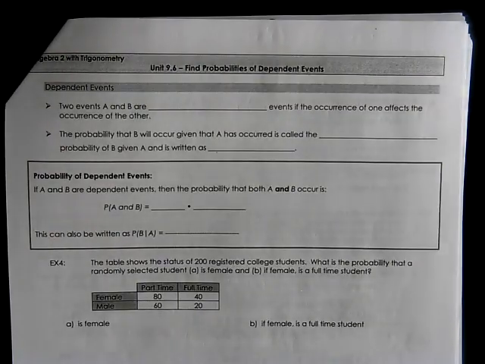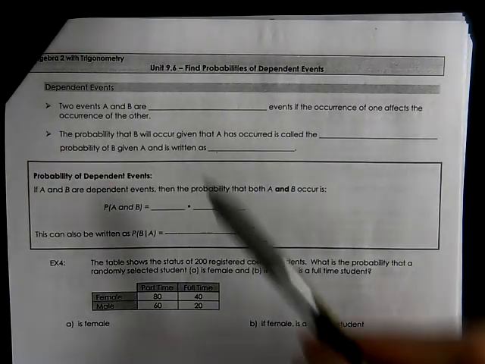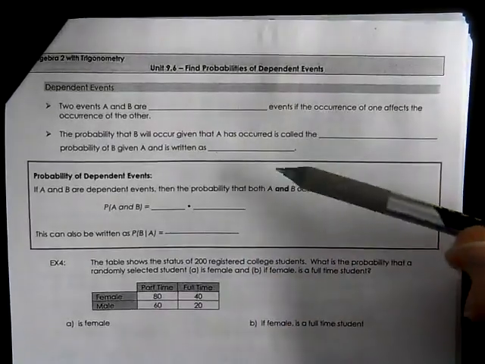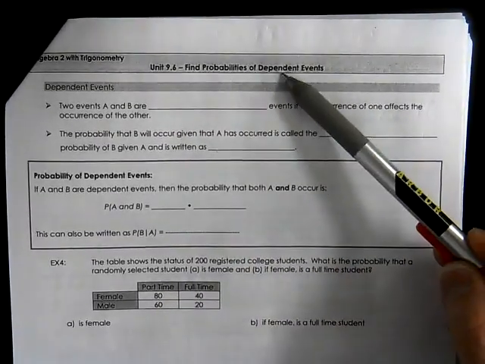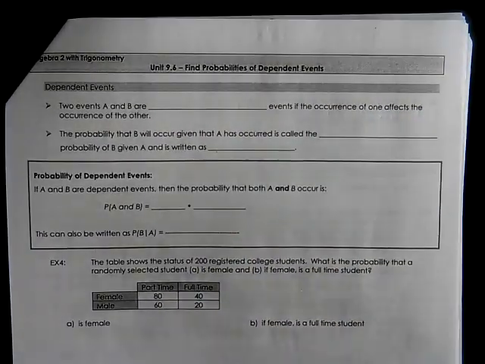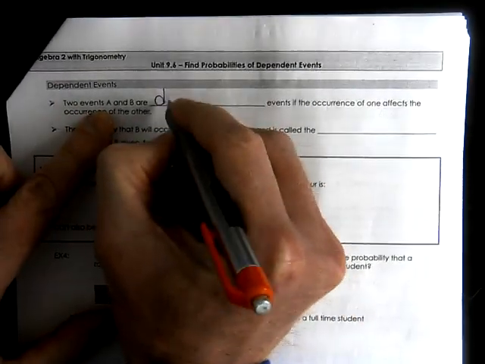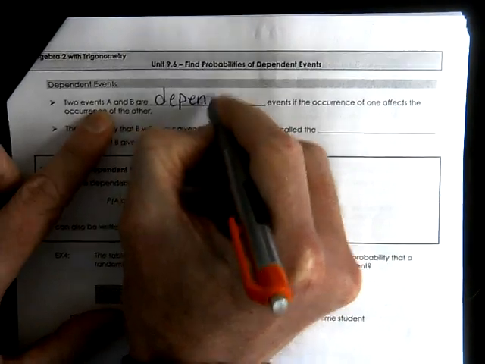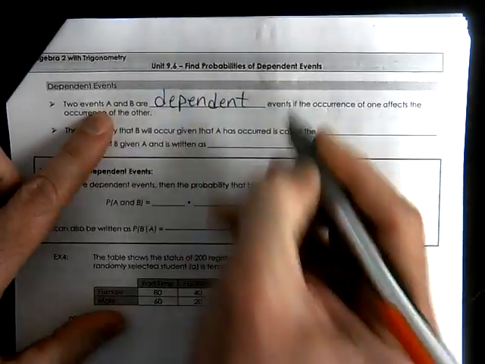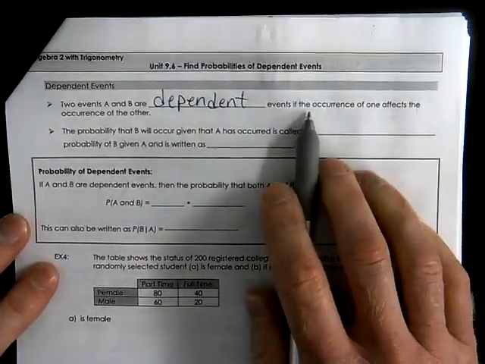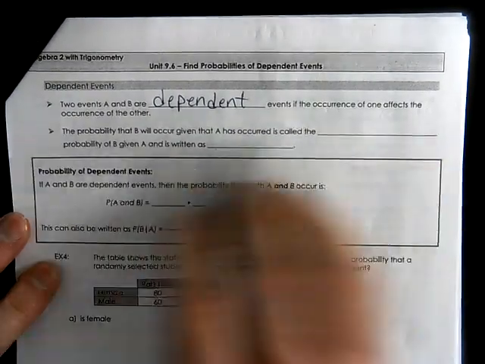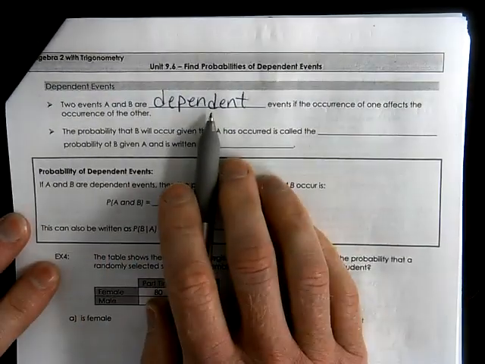This is Algebra 2 and Trig, Unit 6, actually 9.6. We're doing probability with dependent events. So two events, A and B, are dependent events if the occurrence of one affects the occurrence of another.